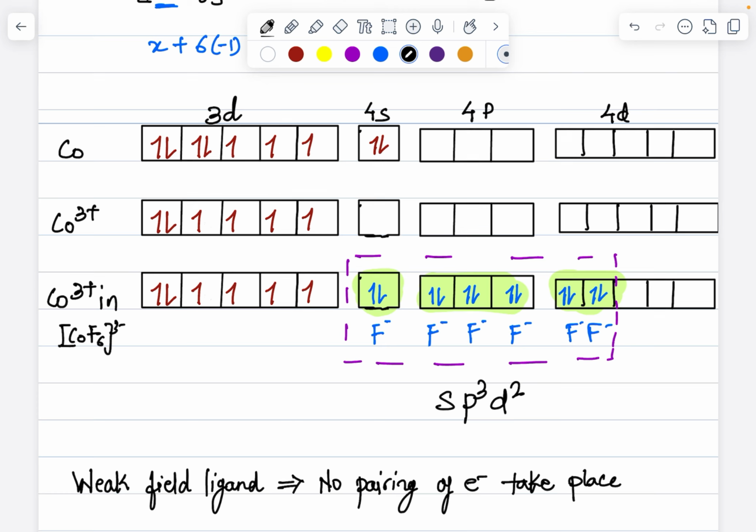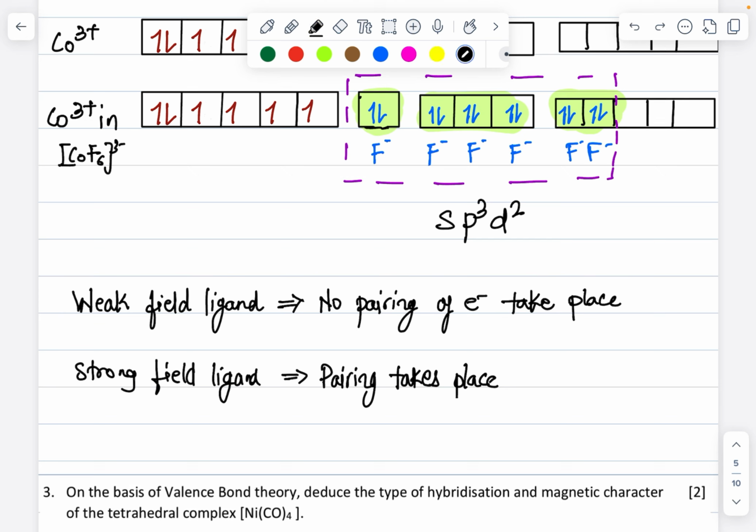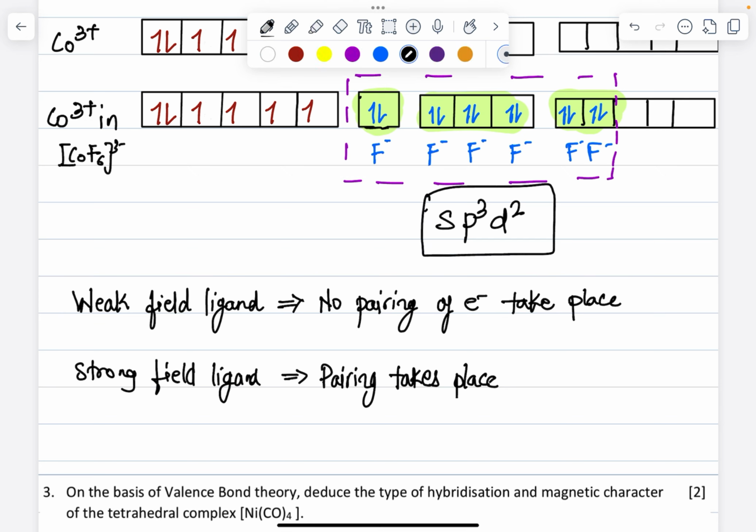But other questions with respect to this same thing will be whether the given compound is paramagnetic or diamagnetic. You see that there are so many unpaired electrons over here. So that's why it is paramagnetic. Paramagnetic means even if one unpaired electron is there, then it is paramagnetic. So many questions could be formed based on this one simple thing. So hybridization is sp3d2. You will write this as your answer for the hybridization.